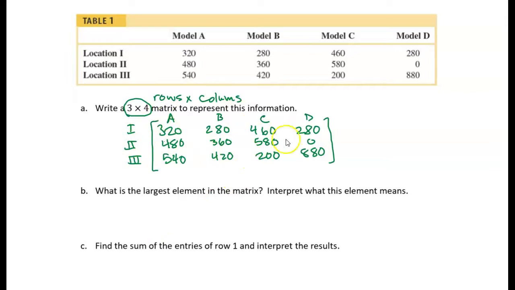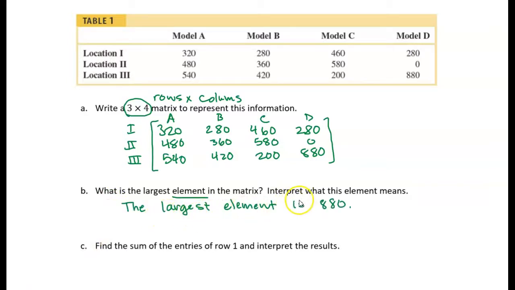All right, the largest element. We're using some vocabulary now. Element is just an entry in the matrix, just a number in the matrix. So the largest element will be the largest number in this matrix, and we can see it's 880. So the largest number in the matrix is 880.